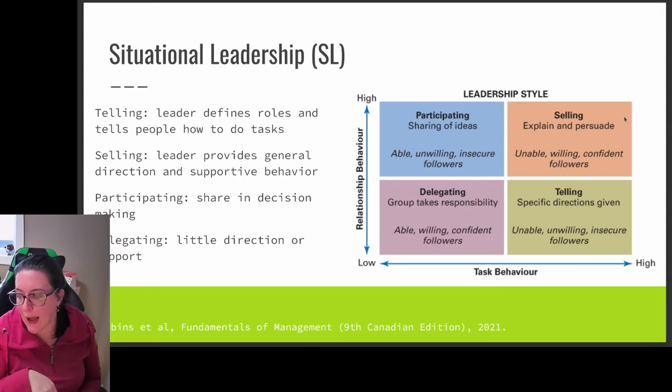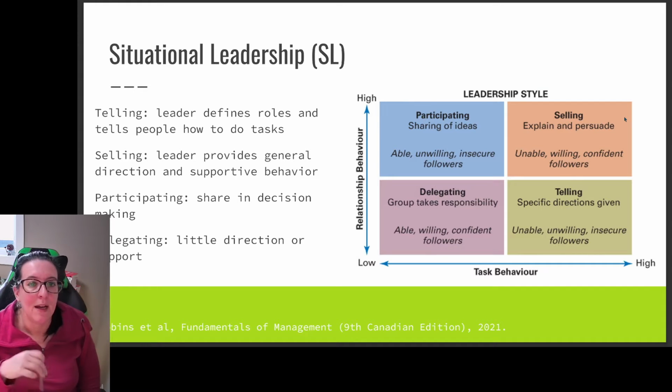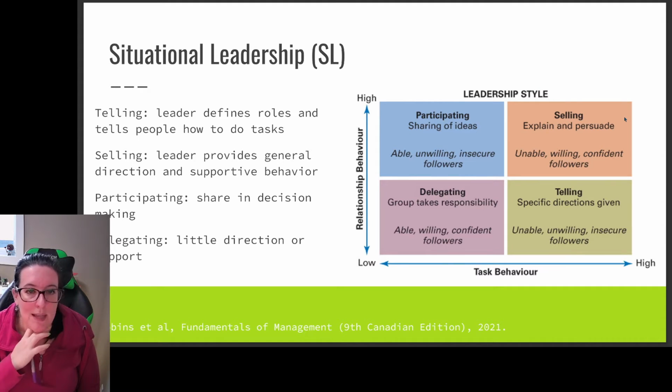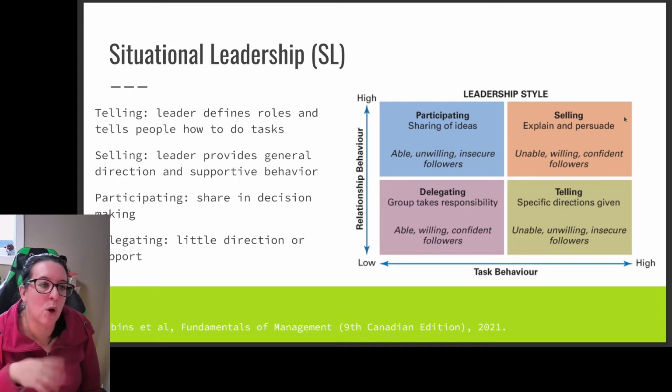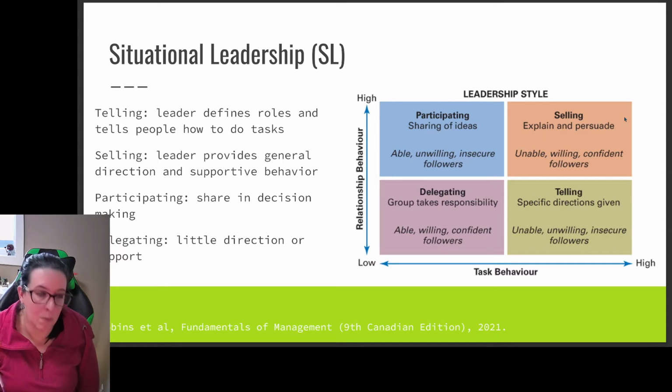So we can look at if we have a task that needs a lot of direction, so you need to be told exactly how to do it, and we don't have that emotional support from a relationship between employee and leader. Then the leadership style we're going to need is going to be more telling. So the leader will define the roles and tell the people how to do the task.